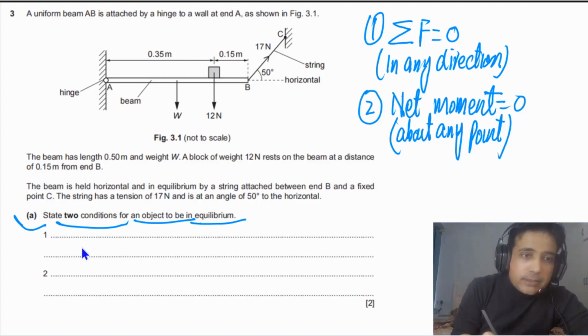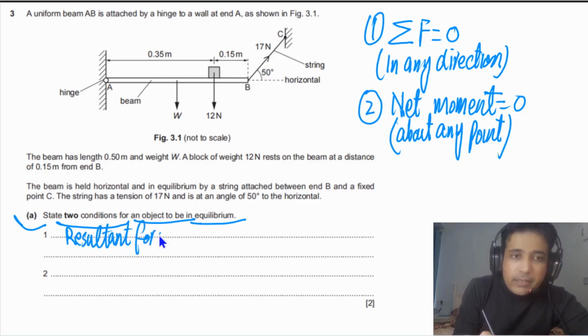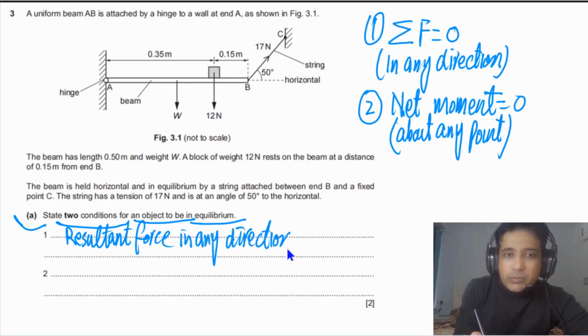So for the answer of this question, simply we can say resultant force in any direction is 0, or you can say is equal to 0. In any direction is 0.